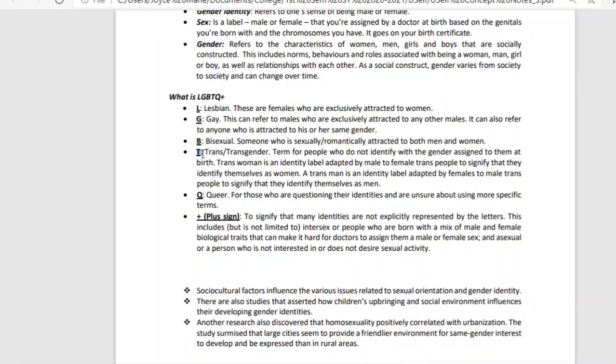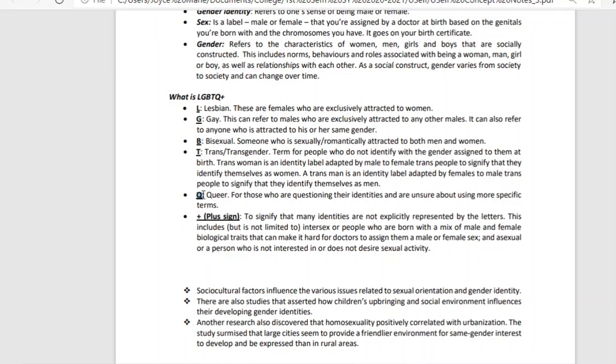So trans woman is an identity label adopted by a male to female. That's for trans woman. Trans people signify that they identify themselves as a woman. A trans man, on the other hand, is an identity label adopted by females to male. Trans people signify that they identify themselves as men.